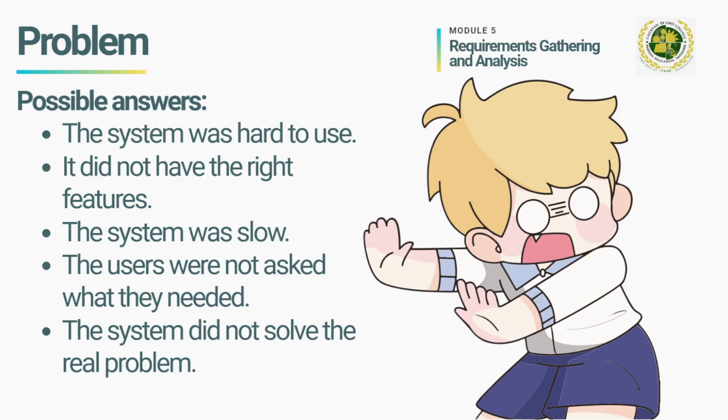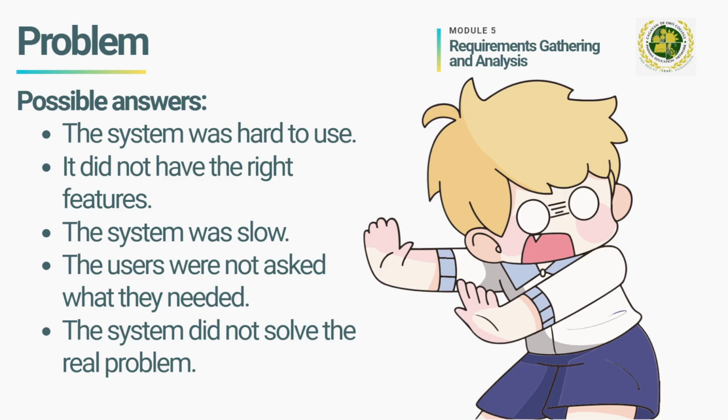Okay. So the possible answers that you could provide, or maybe you're thinking of these possible answers. The system was hard to use, is one thing. It is not understandable enough. Maybe they communicated between the client and the developer, but there are chances that some features need to be improved. Hence, they're not using it yet.